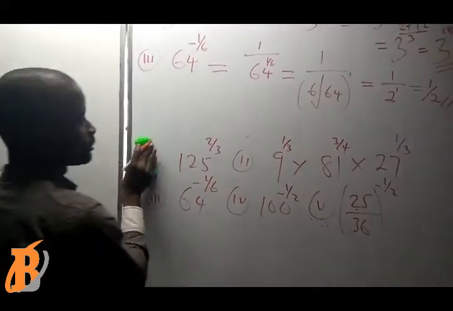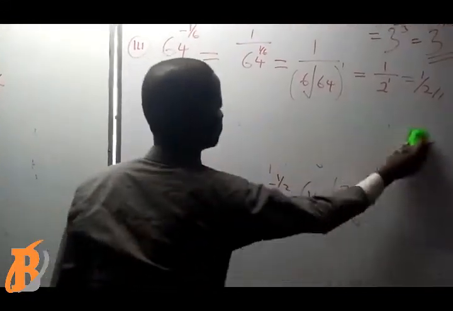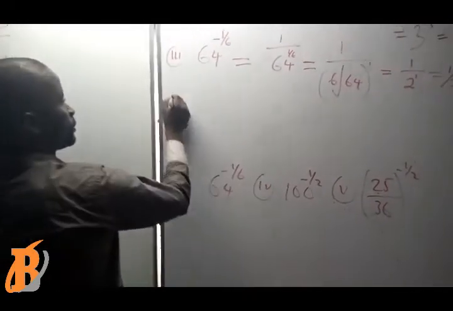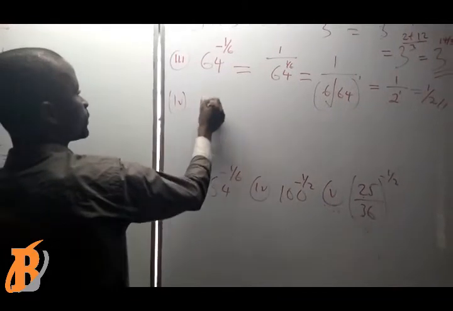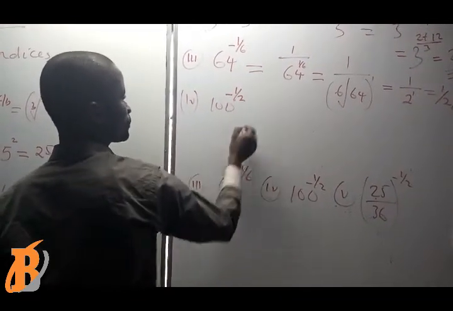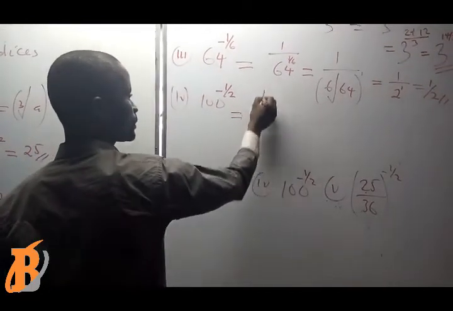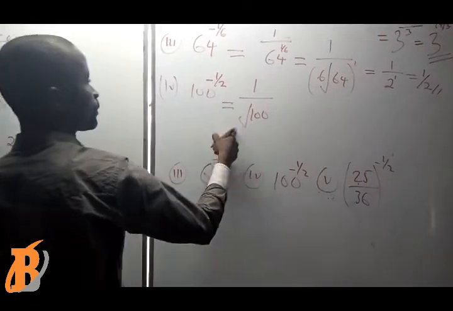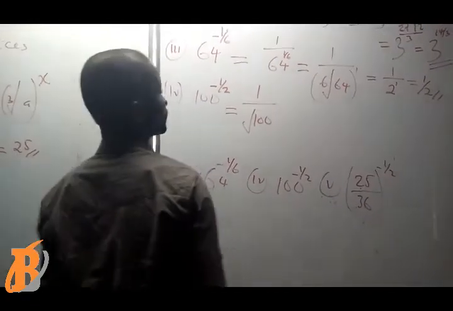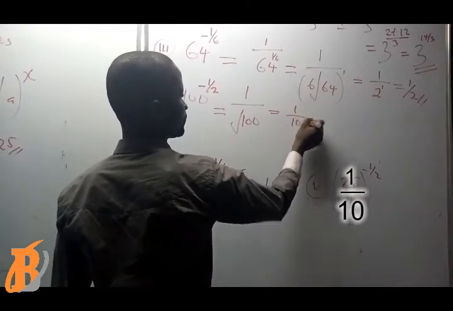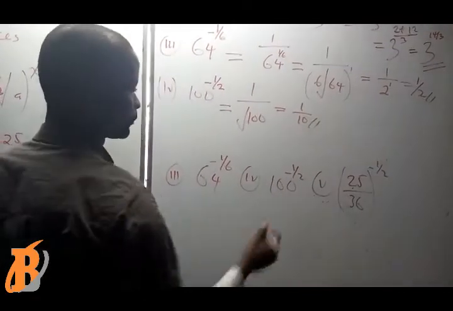And then the fourth question follows the same principle. The question is 100 raised to power minus 1 over 2, which is simply the inverse law. That's 1 over the square root of 100, and the square root of 100 is 10. That's 1 over 10.